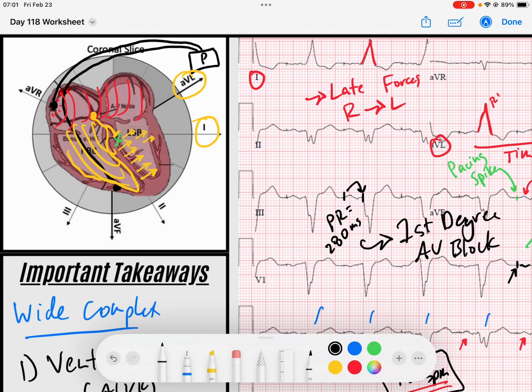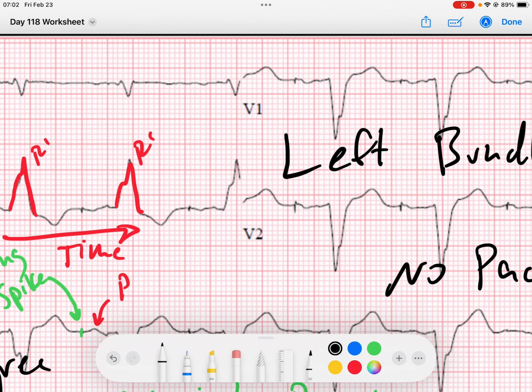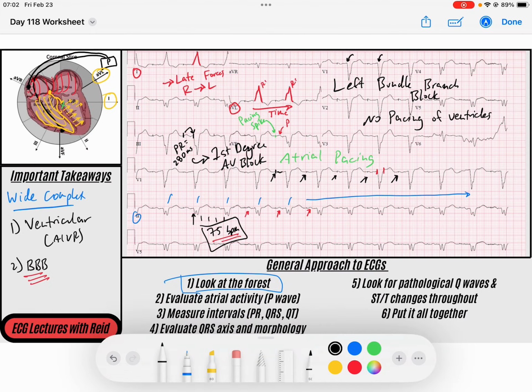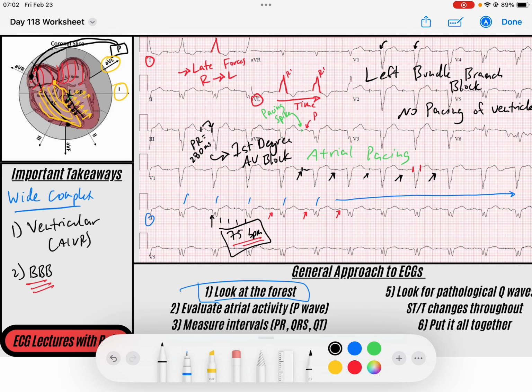So I would say that this person has really good criteria for a left bundle branch block, right? And also, we know that if the left bundle is blocked, we're going to lose this septal R wave. Remember that the left bundle, which is typically right here, is what depolarizes the septum, but it's blocked, so we can't do that. So we lose our septal R waves, right? So more evidence towards this being a left bundle branch block.